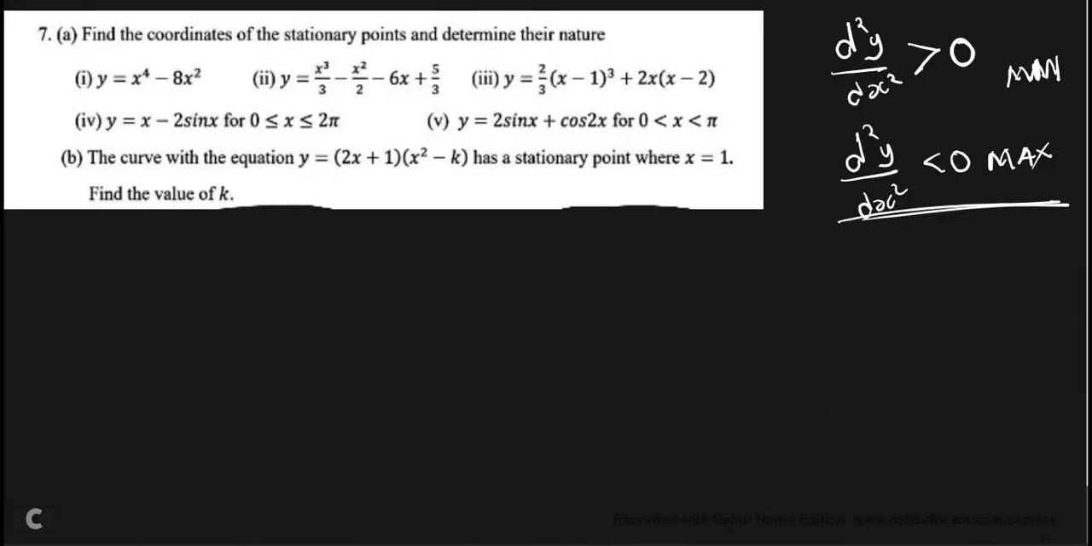So on A2, you have been given y equals x cubed over 3, then x squared over 2, then minus 6x plus 5 over 3, like that. So that is what you have been given. Now let's differentiate that one. That means it is dy over dx.